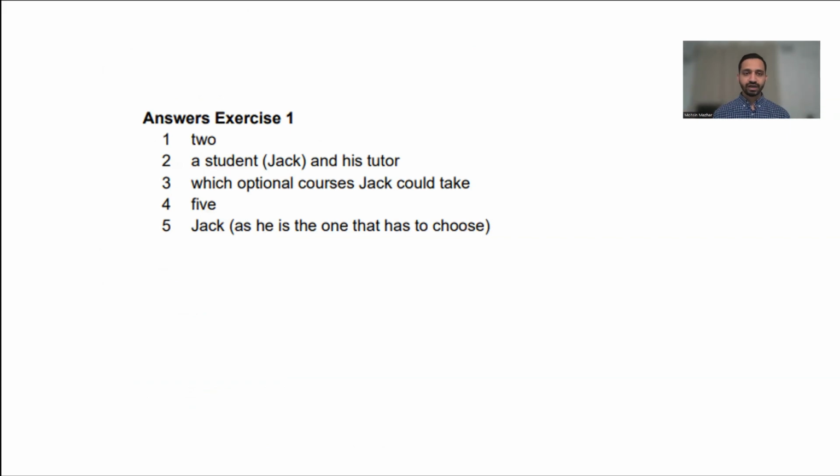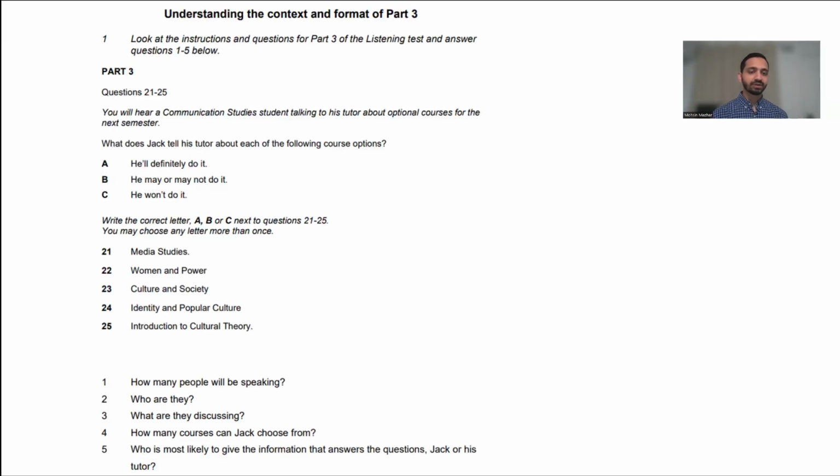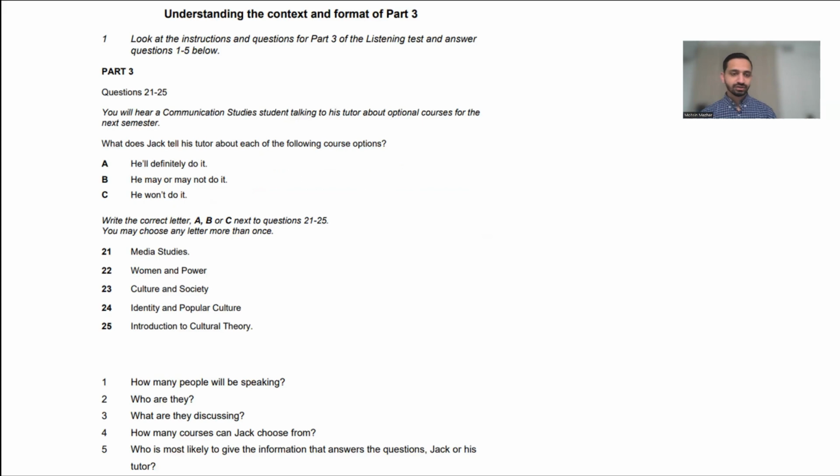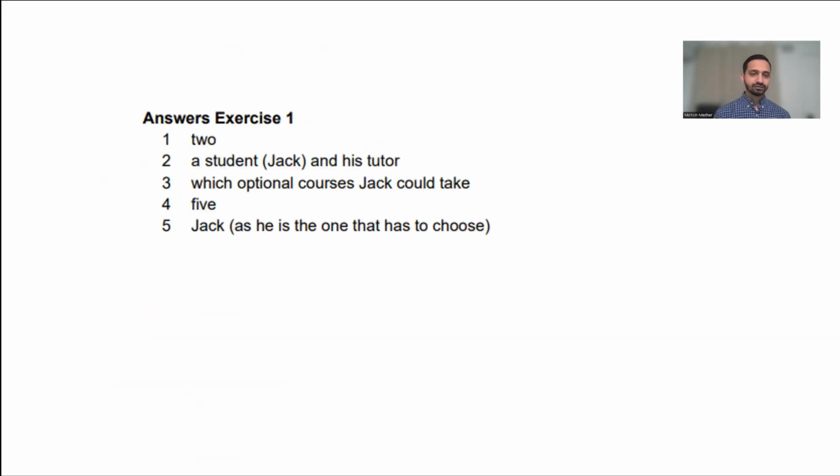All right, I hope you had a chance to look at the activity on your own. Now let's discuss the answers. Question 1 was asking how many people will be speaking. The prompt at the top said you will hear a communication studies student talking to his tutor about optional courses for his next semester. So it has to be 2 people talking. Then who are they? It's going to be Jack and his tutor. Question 3 asks how many courses Jack can choose from. There are 5 courses mentioned here, so it's going to be 5.